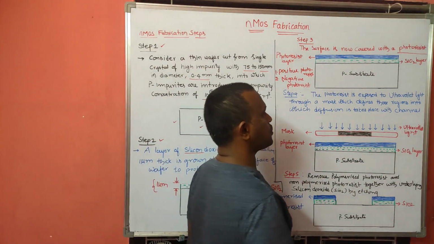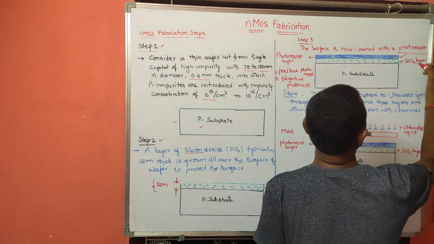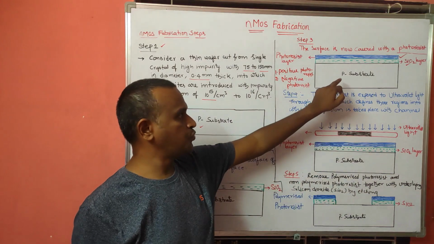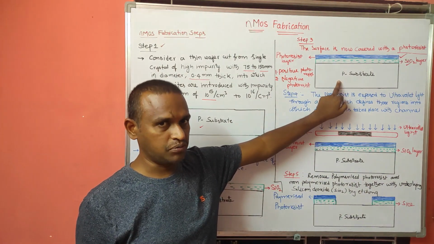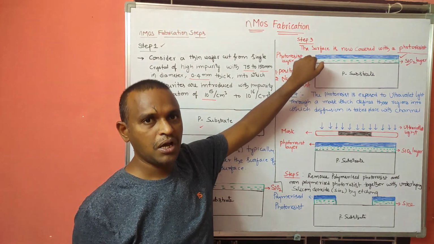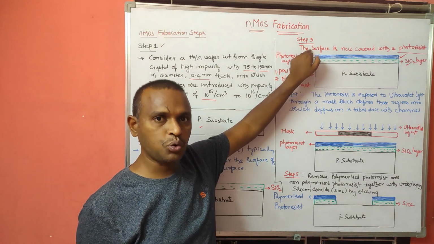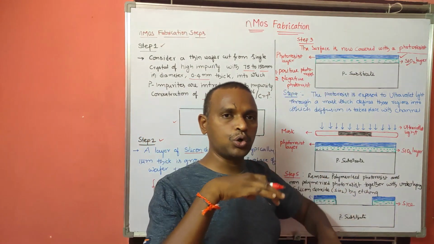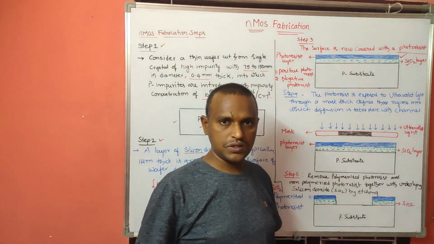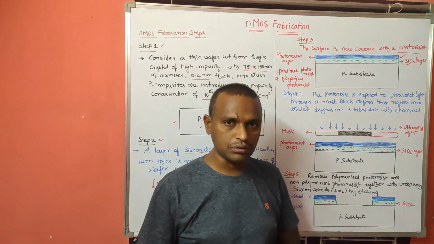Okay, so this one is what? Photoresist, and this one is what? SiO2 layer already we have formed, and this one is the P substrate that is obtained from the first step, and this is the SiO2 layer obtained from the second step, and the third step is we have to place the photoresist on the SiO2 layer surface. So after that, what we have to do?